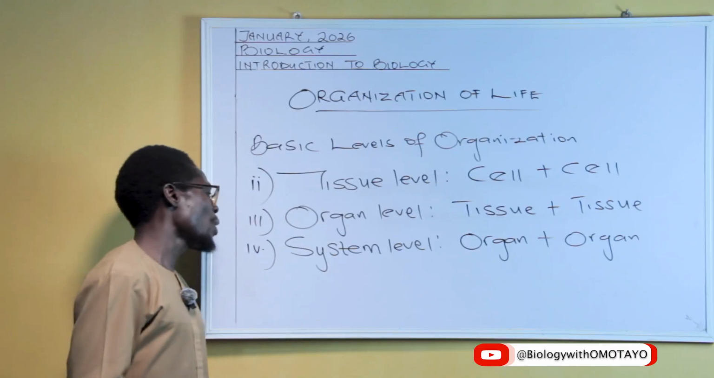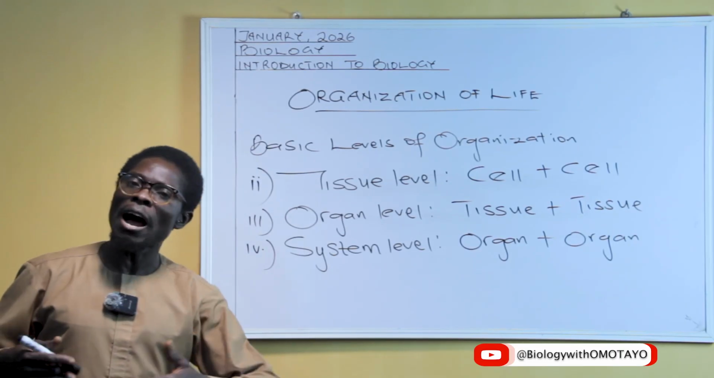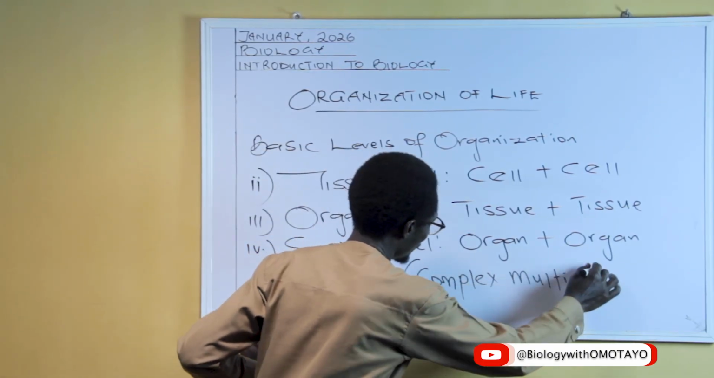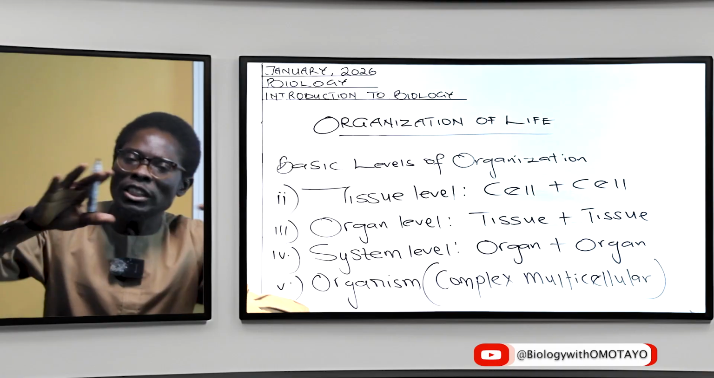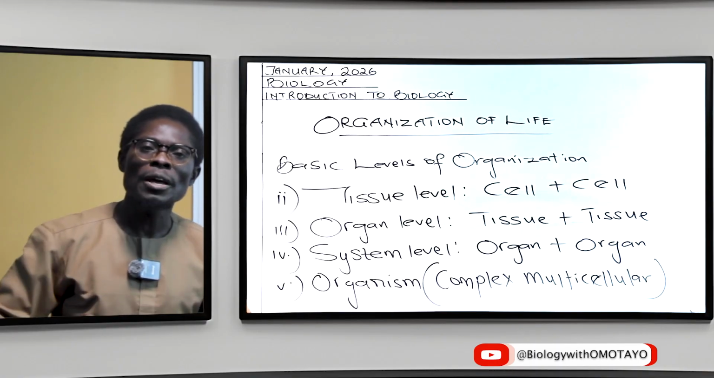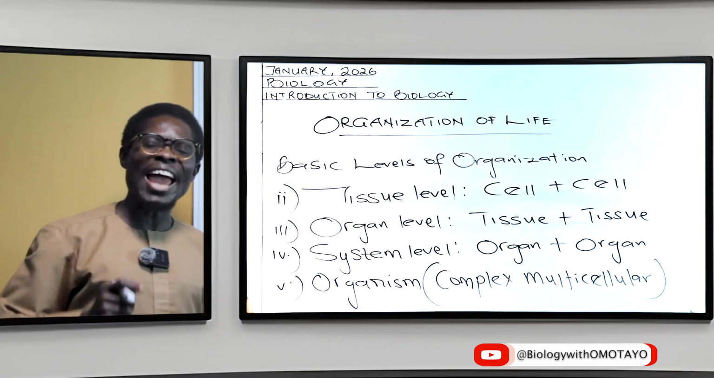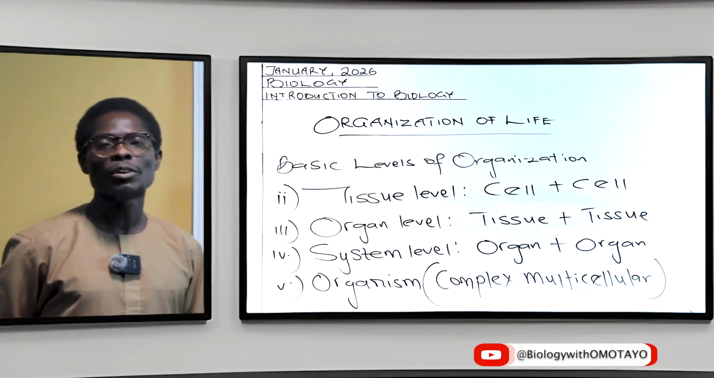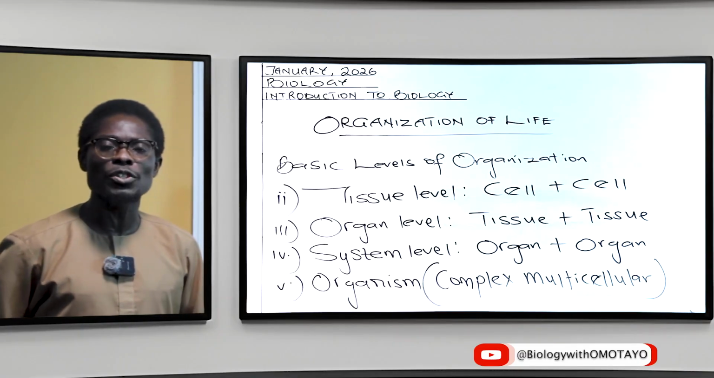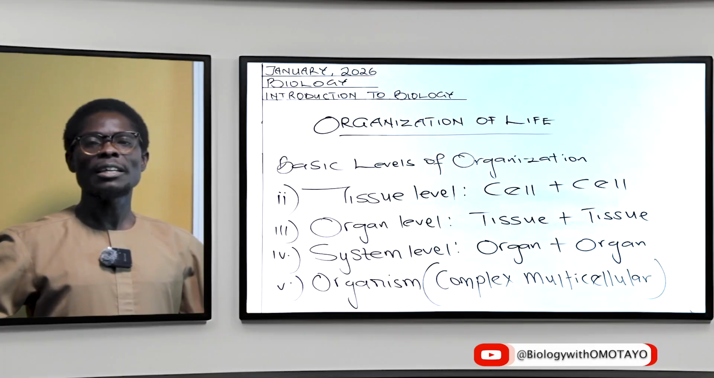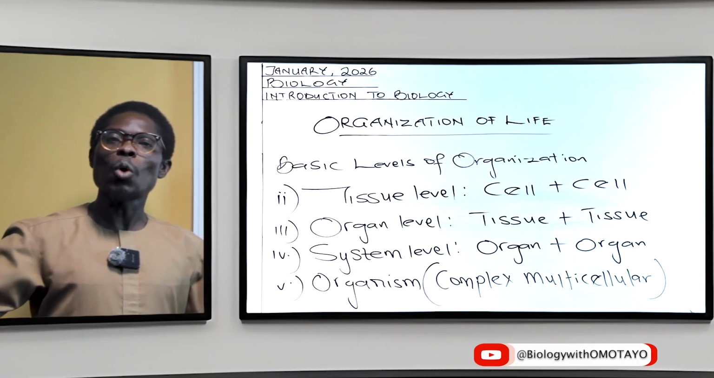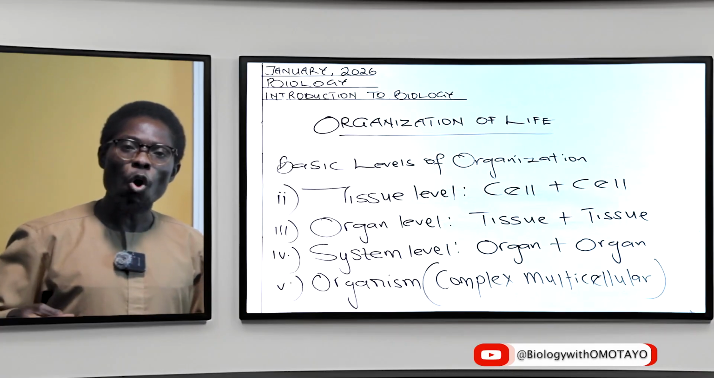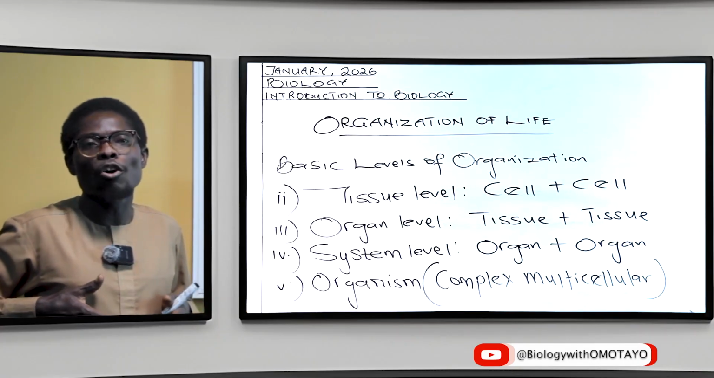And then lastly, we have the complex multicellular organism. Simply put, the organism. Here we have the embodiment of several systems being encased in a highly differentiated organism. So we have several systems functioning, like in man, a higher organism. You have several systems working together to ensure the existence of this complex multicellular organism called man.